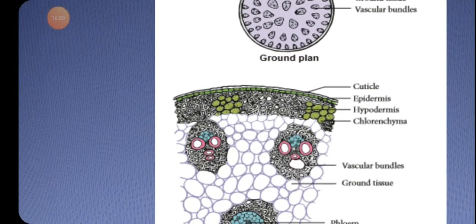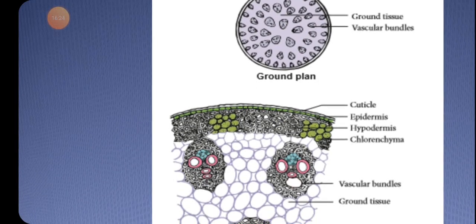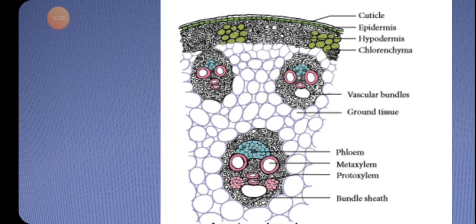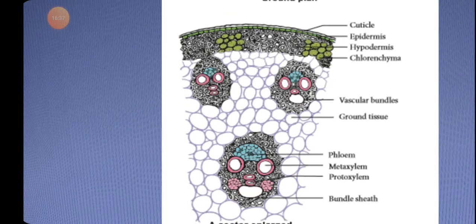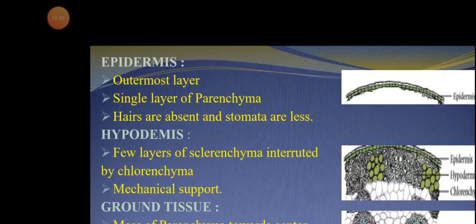Now a small region is enlarged in the monocot stem. See, small region: cuticle, epidermis, hypodermis, and inner ground tissue, and many vascular bundles here and there. Okay, now here also one by one we will see the outer region.